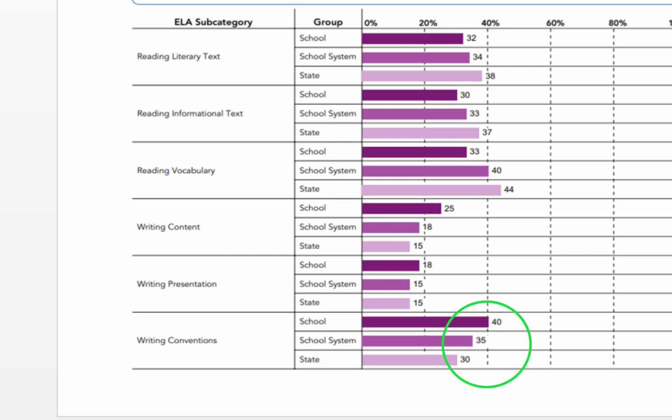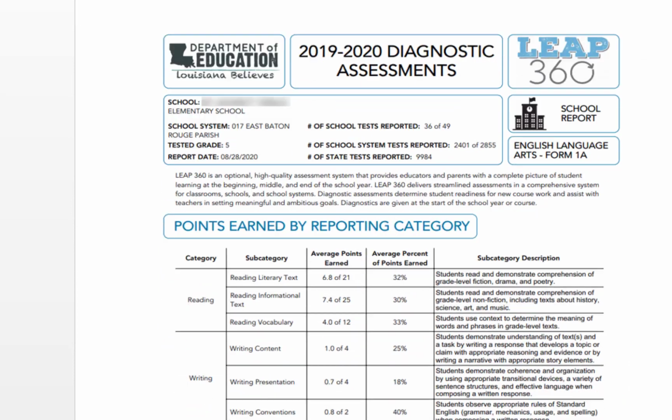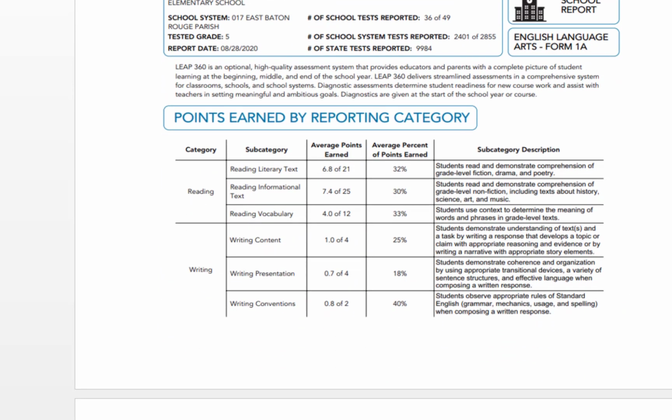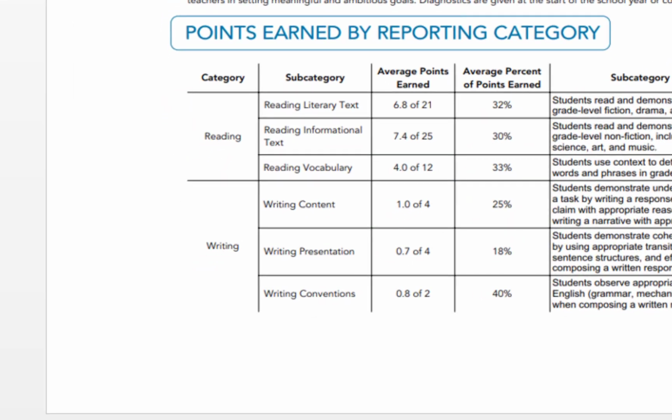All right, so there's your bar graph. It breaks it down into comparison between school system and state. If you go now to the next report, remember that's where it breaks it down into a table. And so it tells you the number of points, the average points earned. Now remember, this is for the school. This here is the information for the school.